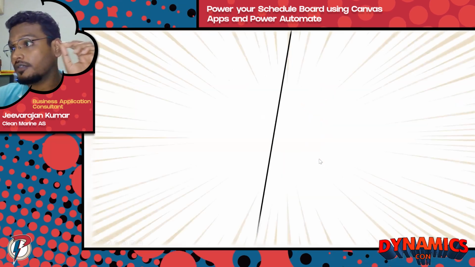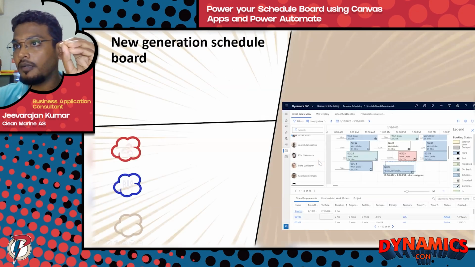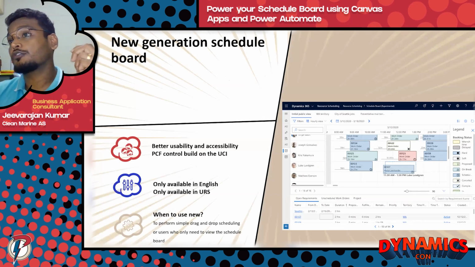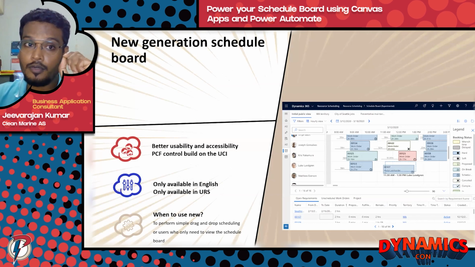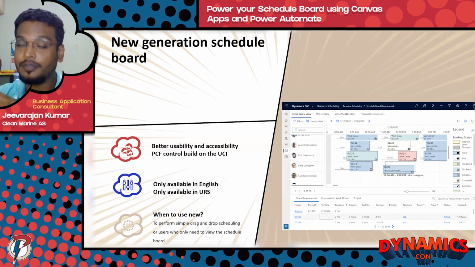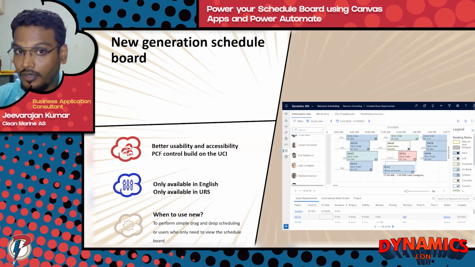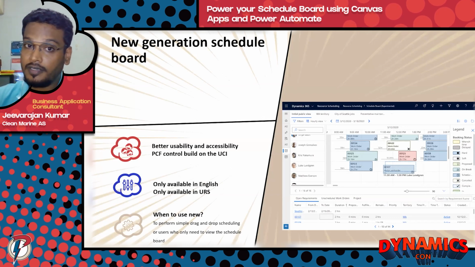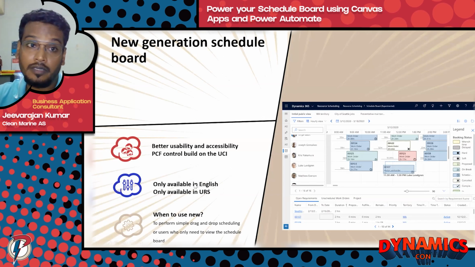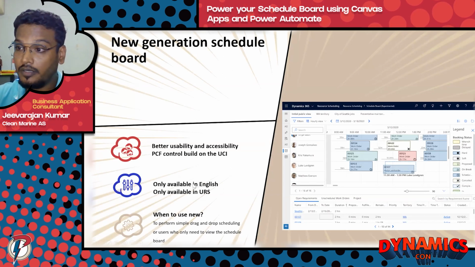And finally, I want to share quickly about the next generation schedule board that Microsoft has released recently. So the next generation schedule board provides better usability and accessibility, and it's a PCF control. It's built using Power Apps Component Framework for the UCI, Unified Client Interface. And currently, it's very limited. It has a very limited set of operations. And well, I can quickly show you that. So you can see it's only available in English, and it's available currently only in the URS.